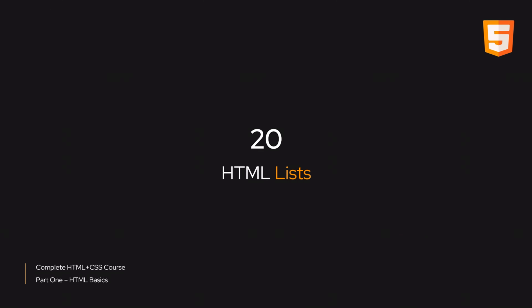Let's talk about lists in this lesson. In HTML, there are 3 types of lists. Let's first go over them briefly. The first type is called an ordered list.